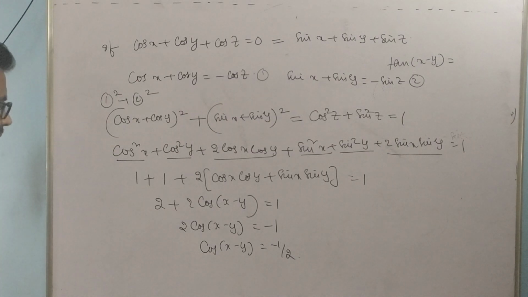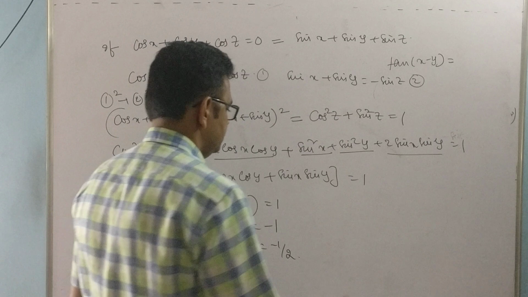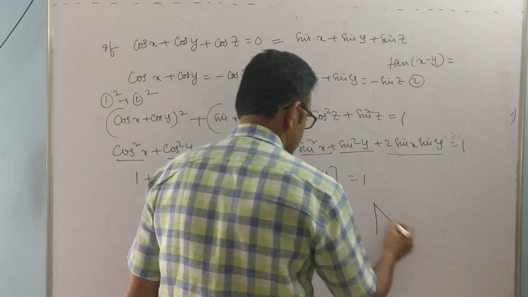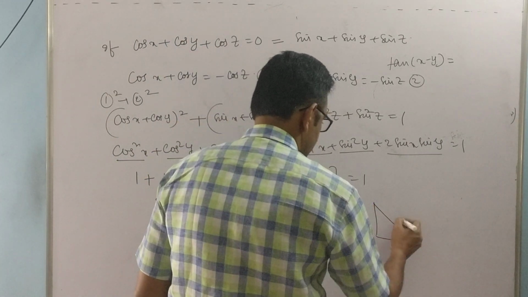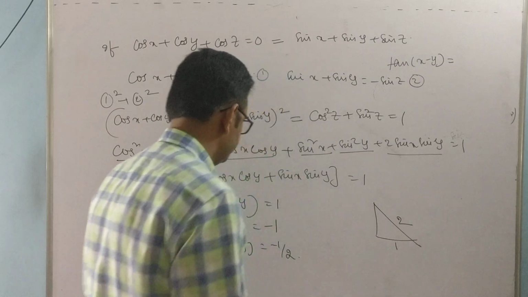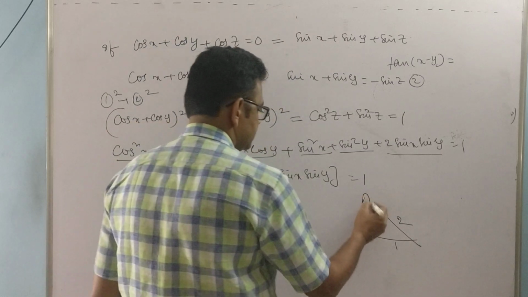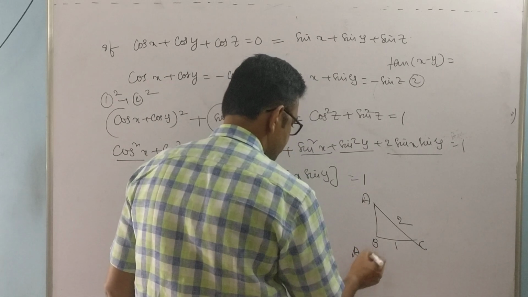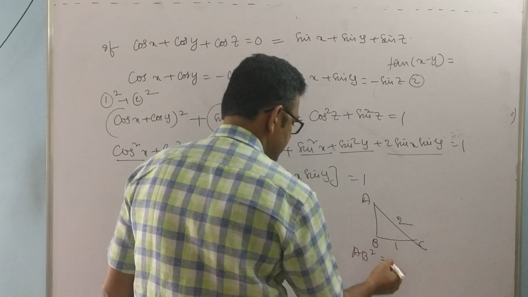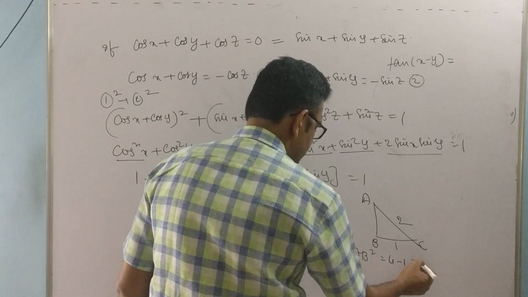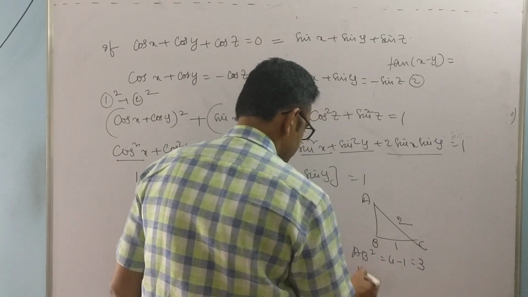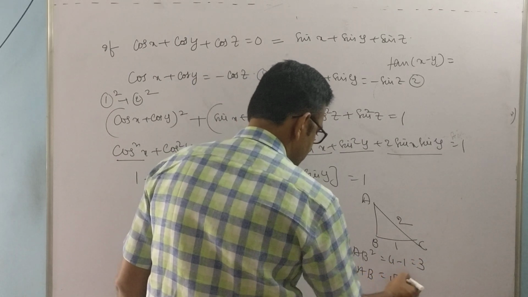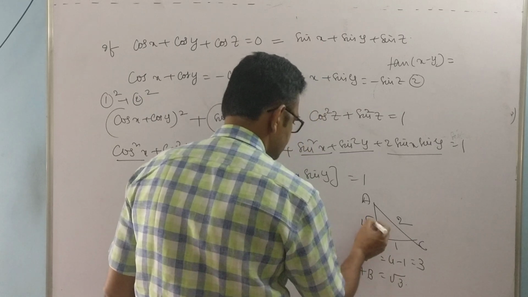Cos of x minus y is minus 1 by 2. So this is 1, this is 2. So this is ABC. What is AB square? It is AC square minus BC square, that equals 3. Therefore AB is equal to root 3.